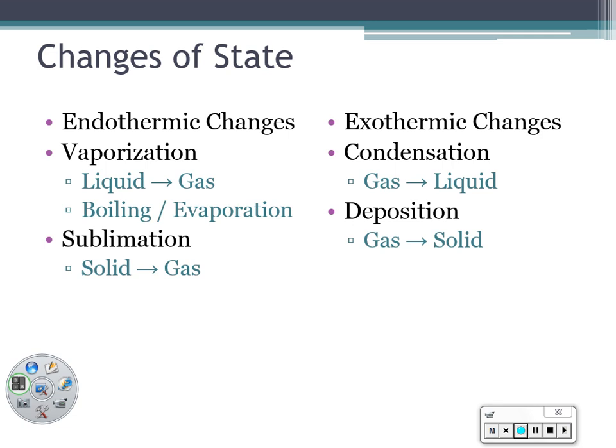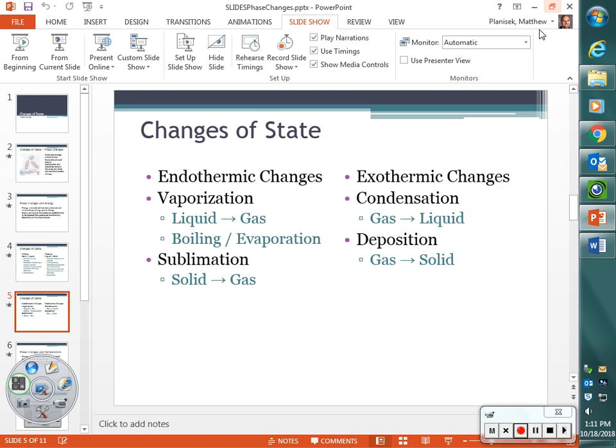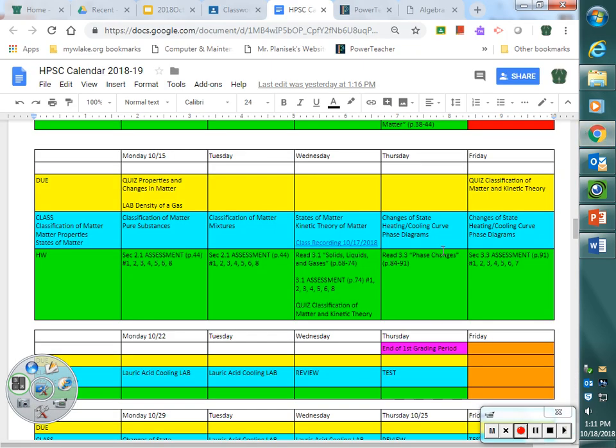Okay? All right. If you look at the calendar real quick, you'll see here on Thursday, there's a section of your book, section 3.3, that's about phase changes. It's page 84 to page 91. If we haven't done all of this yet, we will talk about heating curves tomorrow, but it does talk about the different phase changes and whether they're endothermic or exothermic. So if you want to review that a little bit tonight, it might be a good idea. Yes, Kareem?